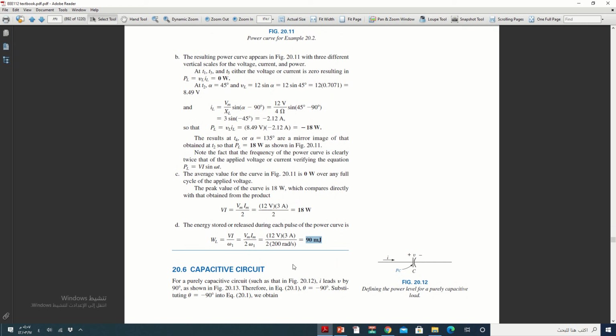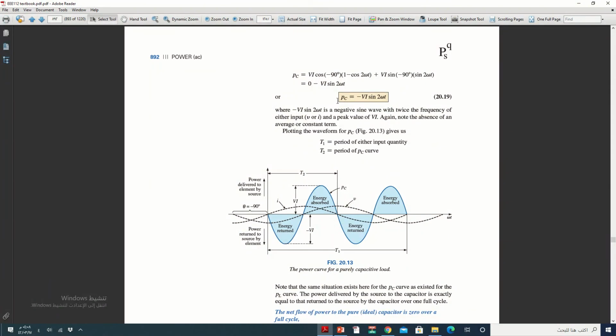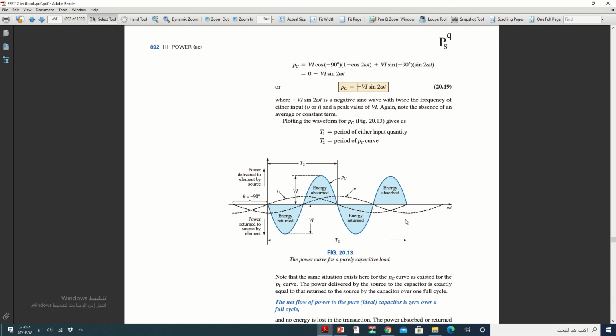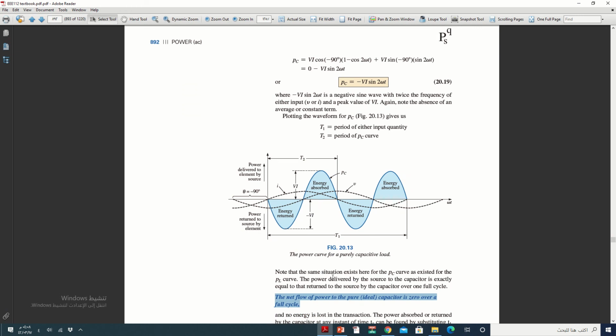For the last section in this presentation, we talk about the capacitive circuit. It is the opposite of the inductive circuit. The theta is now minus 90, since it is leading, and the instantaneous power will start with a minus. The first part is minus, and this is positive, minus, positive. Same thing, the net flow of power in a pure ideal capacitor is 0 over the full cycle.